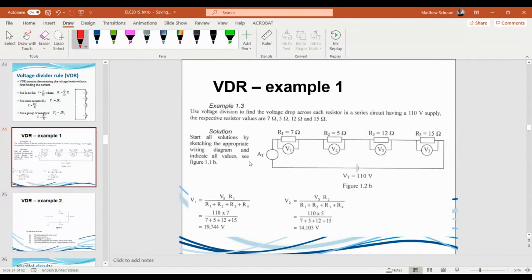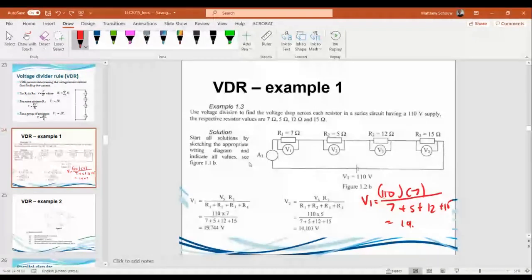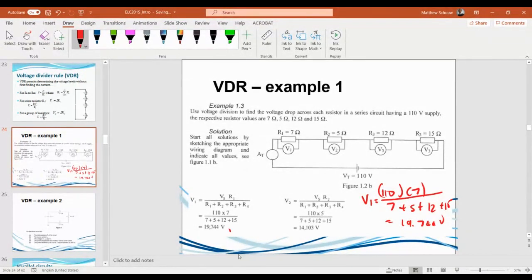What we do is we take the source voltage. So let's say we're going to find the voltage across V1. We take the source voltage, which is 110, times the resistor which we want. I'll say that again, times the resistor which we want, 7. We divide that out by the total of all the resistors, so it's going to be 7 plus 5 plus 12 plus 15. Once we do that, we get a voltage of 19.744 volts as per the solution here.